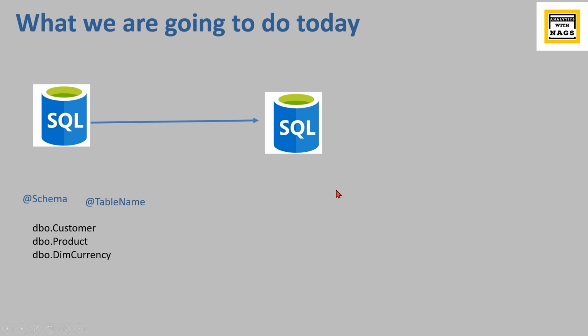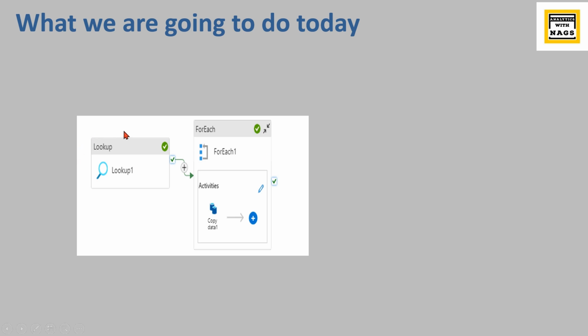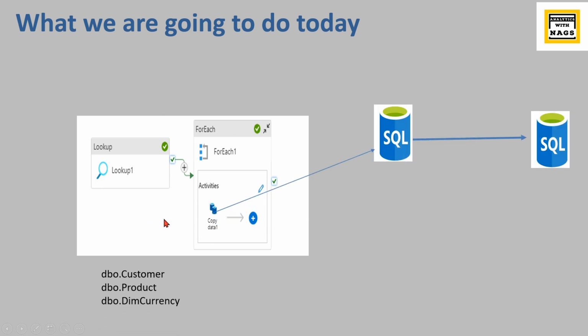How to make it programmatic? That makes our life easier. Even if you have 100 tables, you can make it more dynamic. You need not pass each one each time. That is our end objective. What I'm trying to say here is we need to design a pipeline that will get the list of tables, let's say three tables in this case, and for all the three tables you run that copy activity. This is what we are going to do.